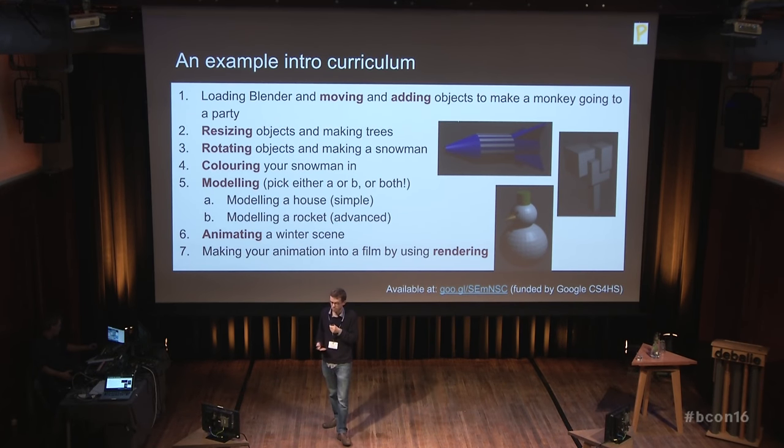Then we've got rotating objects. So you make a snowman. Well, if I want to get the nose on a snowman, I need to go and rotate something, okay? And then we're going to colour in our snowman. So we're not using texturing material language just yet. We're talking about colouring in.